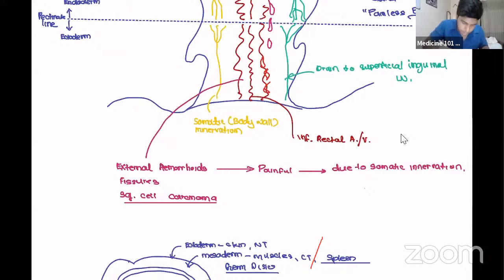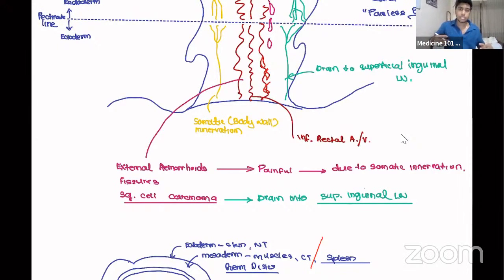And one more important thing you need to know about these is which lymph nodes they drain into. Superficial inguinal. So by the time the patient presents, there will be a palpable mass in the superficial inguinal region.